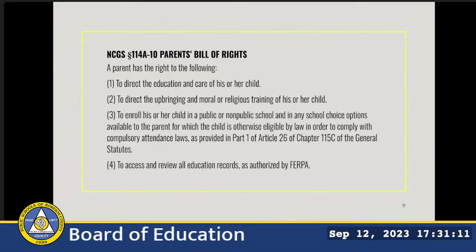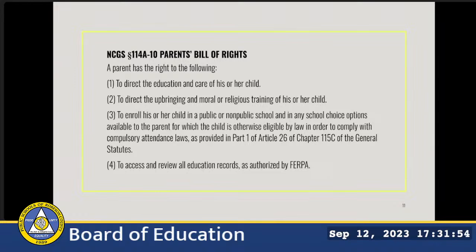When I first looked at number one and said direct the education of their child, Henry said in response to what does that mean, it means they can select whether they go to traditional public school, a charter school, a private school, a home school, a religious school or not, or a virtual school or whatever. But then what does number three mean if that's what number one means? Number three is to enroll their child in a public or non-public school and in any school choice option available to the parent for which the child is otherwise eligible by law. So what does that mean?